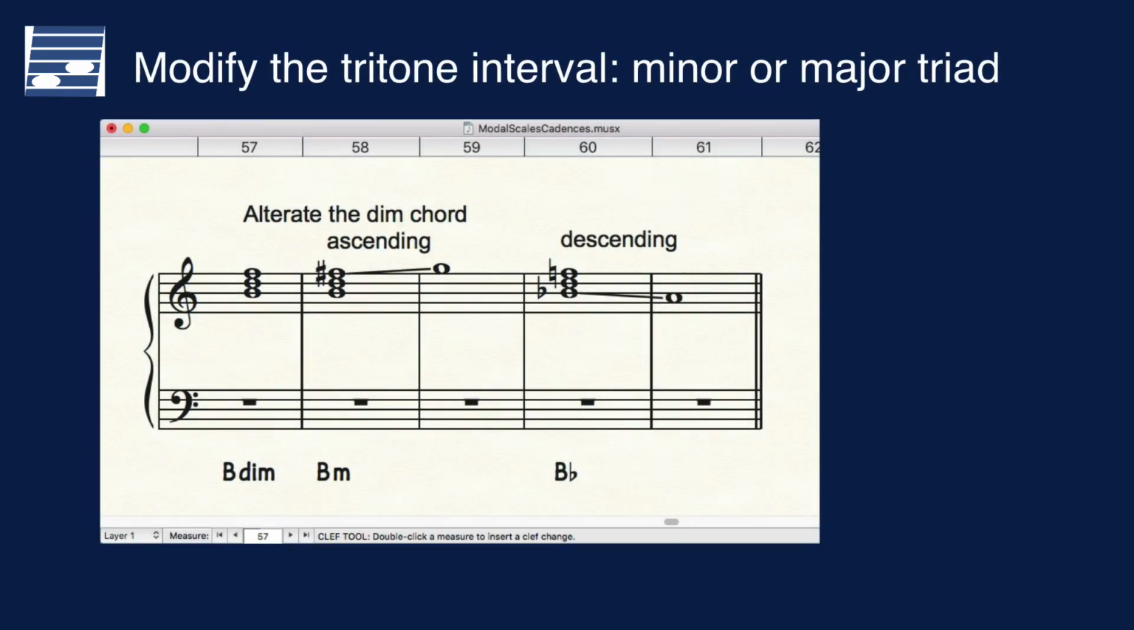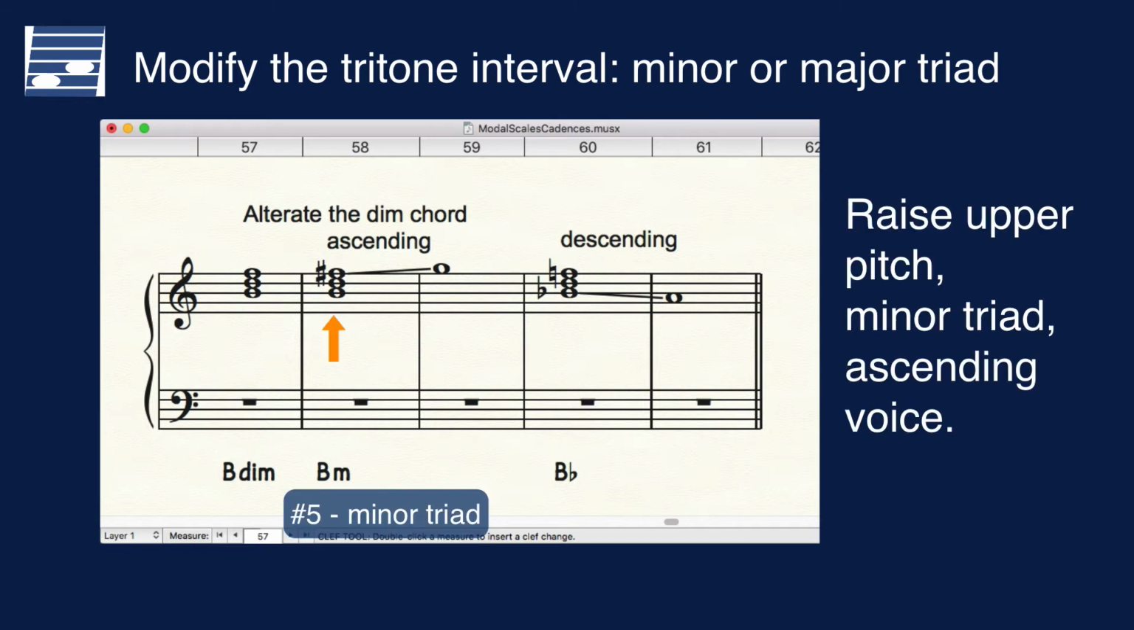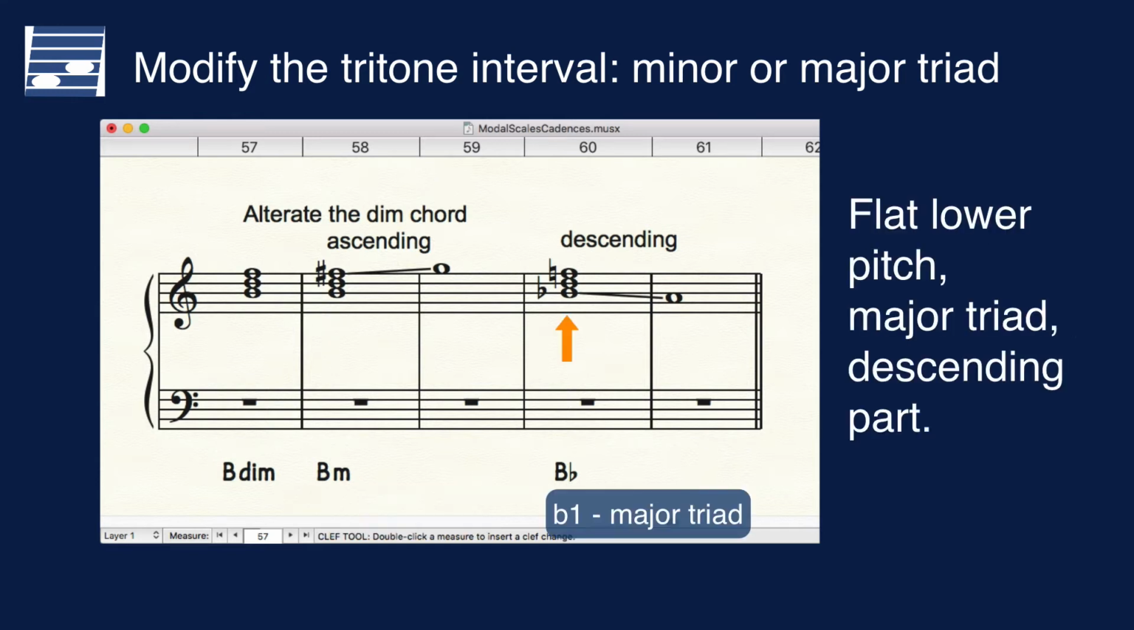The solution to this problem lies in modifying the diminished triad by altering a pitch. Looking at the B diminished triad, there are two options. We turn this chord into a minor triad by raising the 5th from F to F sharp. Or alternatively, we change it into a major triad by lowering the root B into B flat.